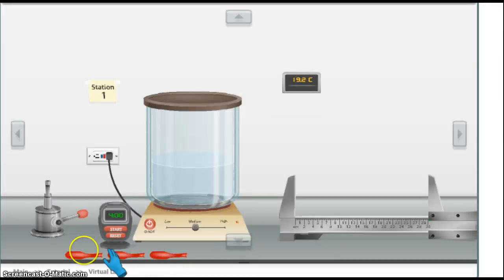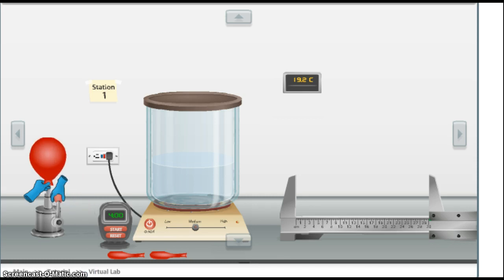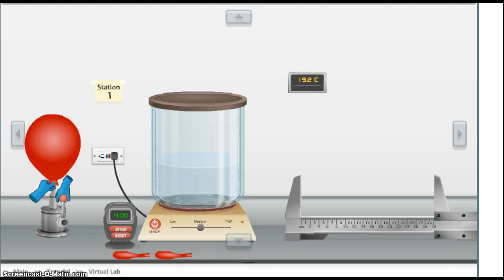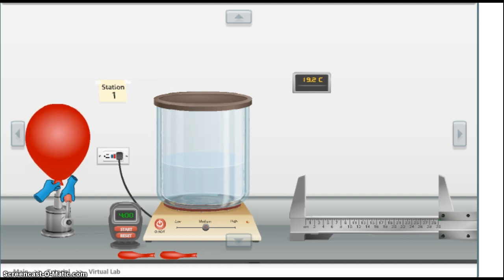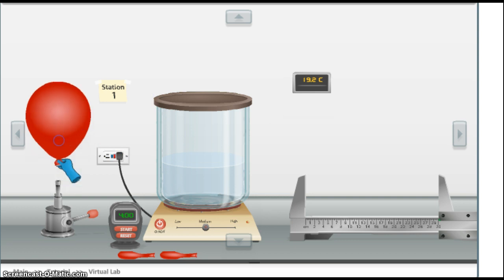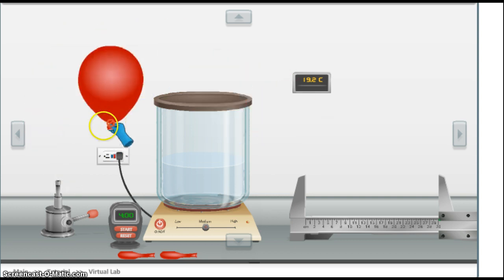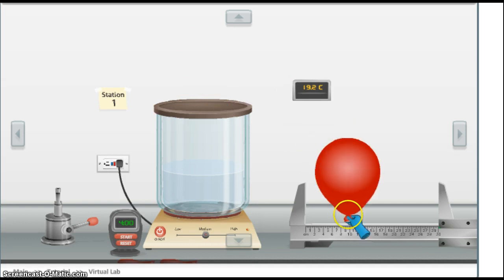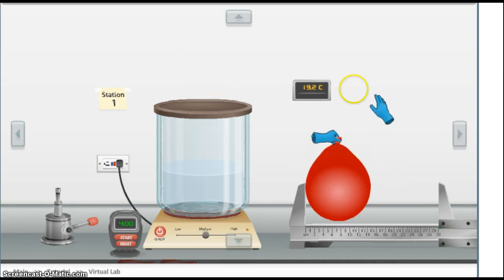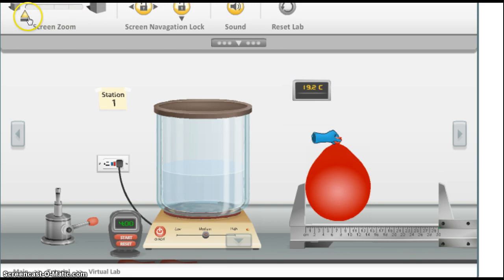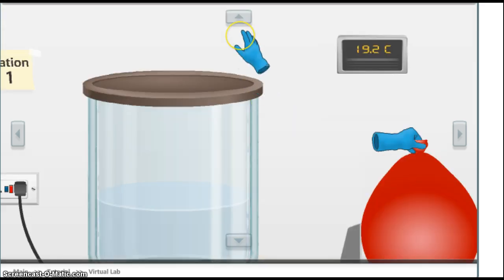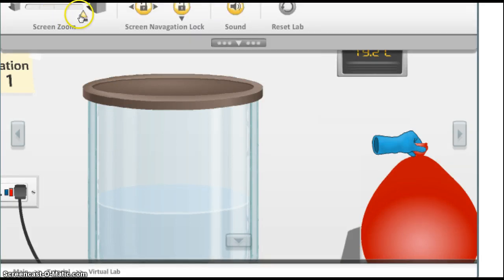All right, so here is our lab. I'm going to take a balloon, and I'm just pumping it full of air. And I'm using air that's in the room. And since I use the air that's in the room, the air inside the balloon is the same temperature as the room. And we have a thermometer right there. So we can see that the temperature of the room is 19.2 degrees Celsius. And we can see that the temperature of the air inside the balloon would be the same.